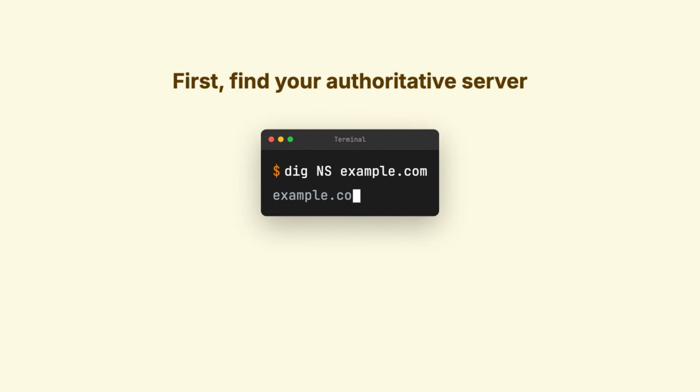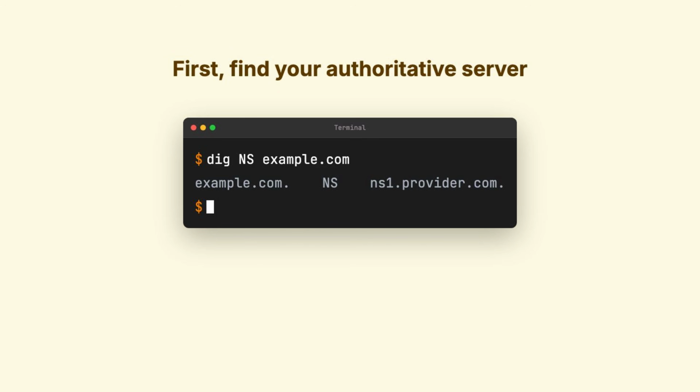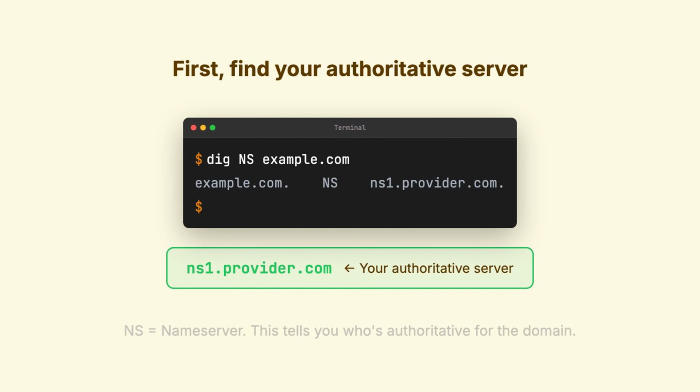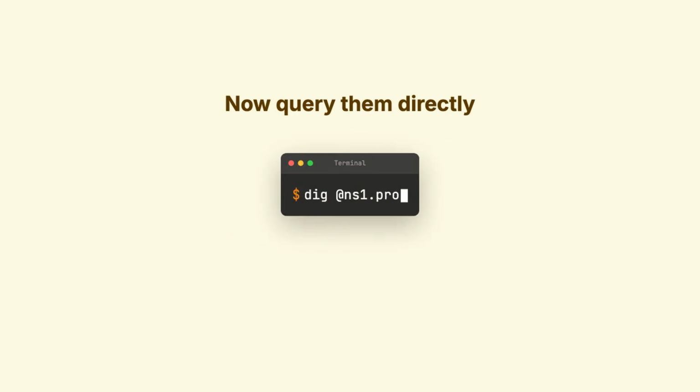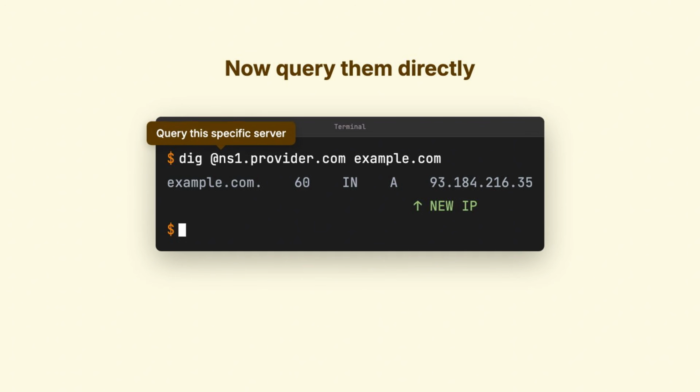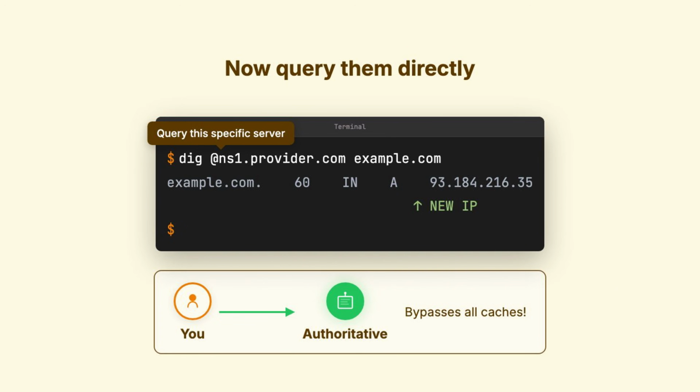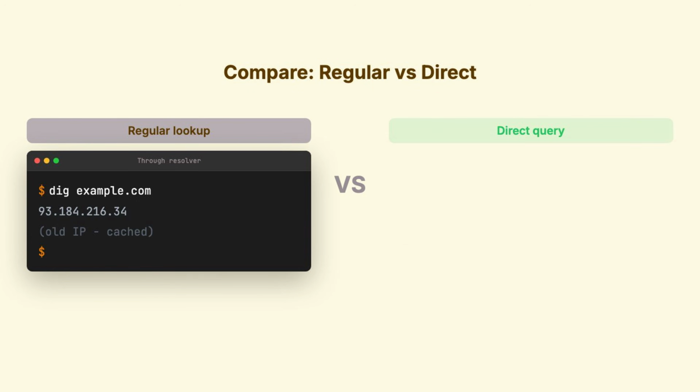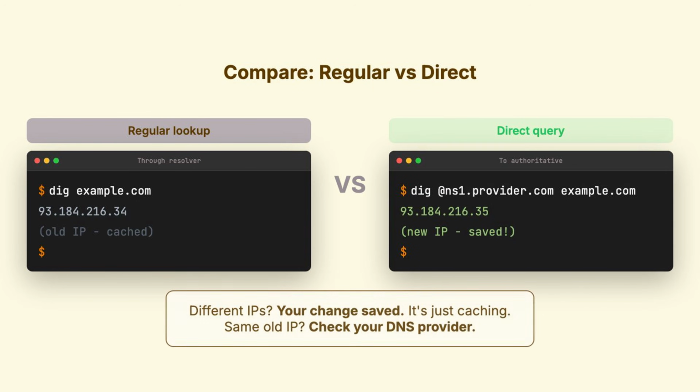First, find your authoritative server. NS stands for name server. This tells you who's authoritative for the domain. Now query them directly. The @ symbol queries a specific server, bypassing all the caches in between. If the authoritative server shows your new IP but regular lookups show the old one, your change is saved. It's just caching. Wait for TTLs to expire. If the authoritative server also shows the old IP, your change didn't save. Check your DNS provider's dashboard.